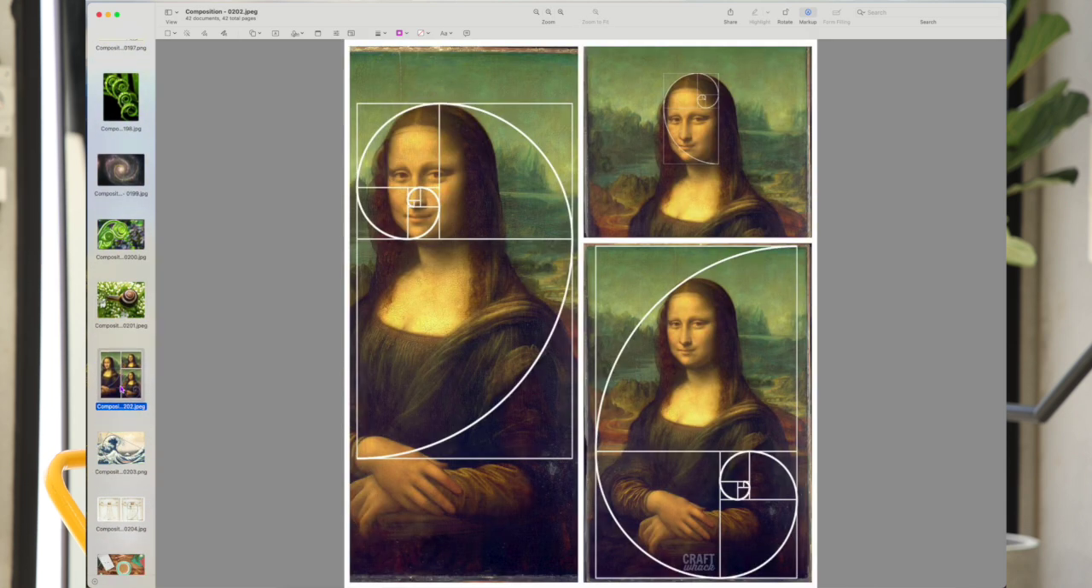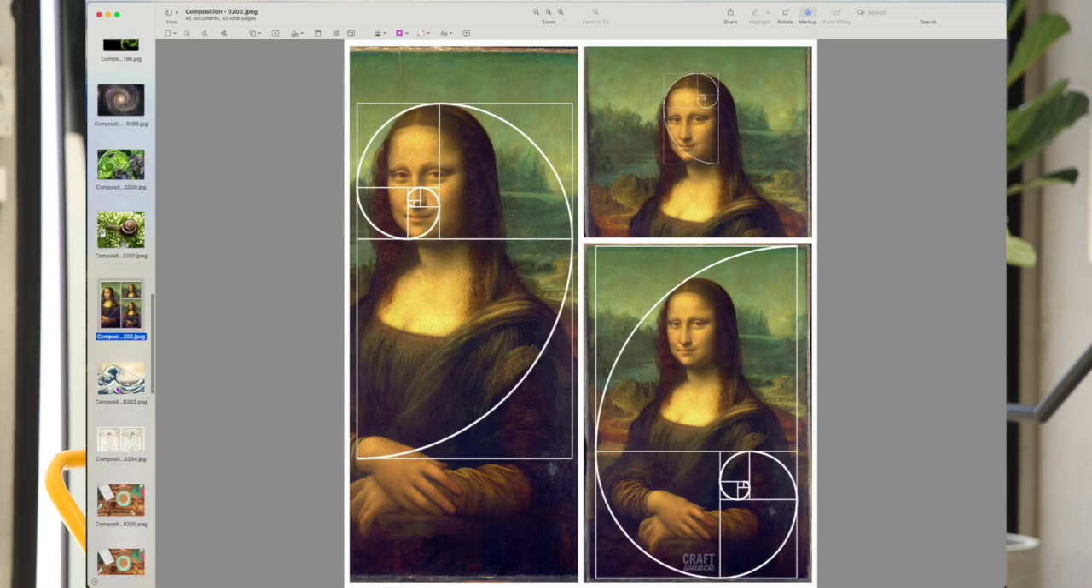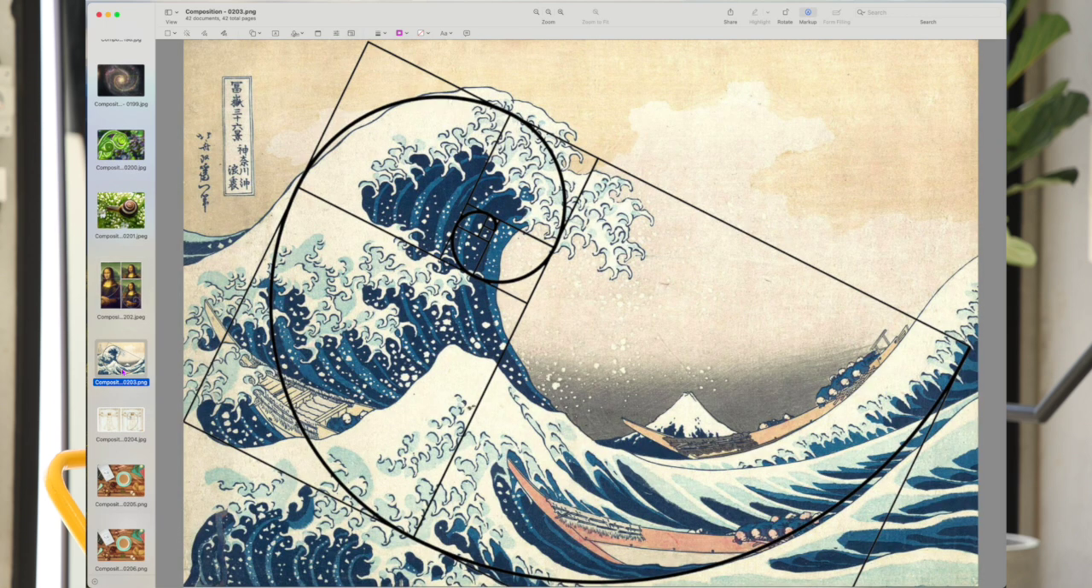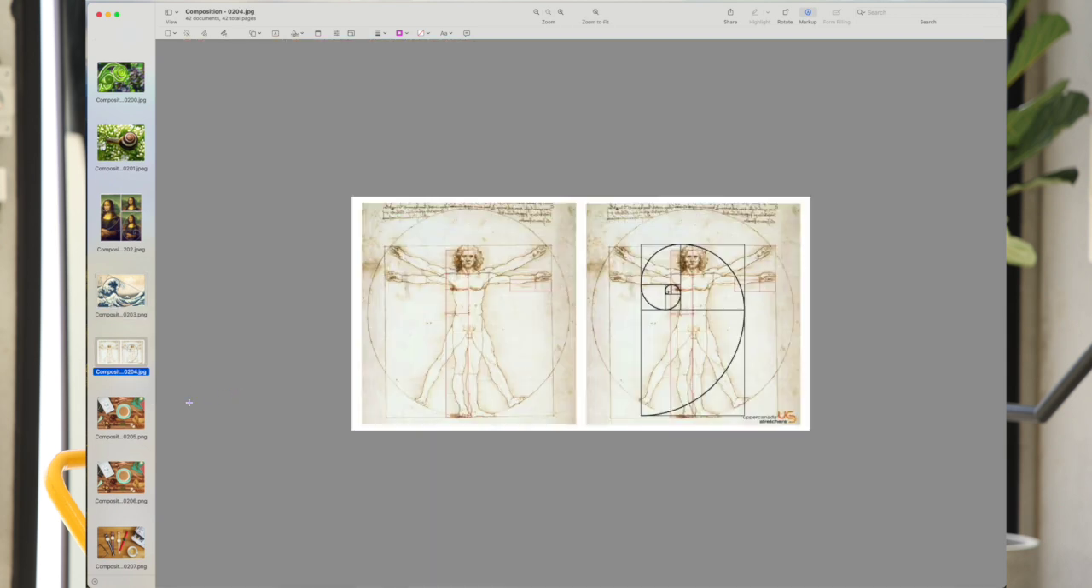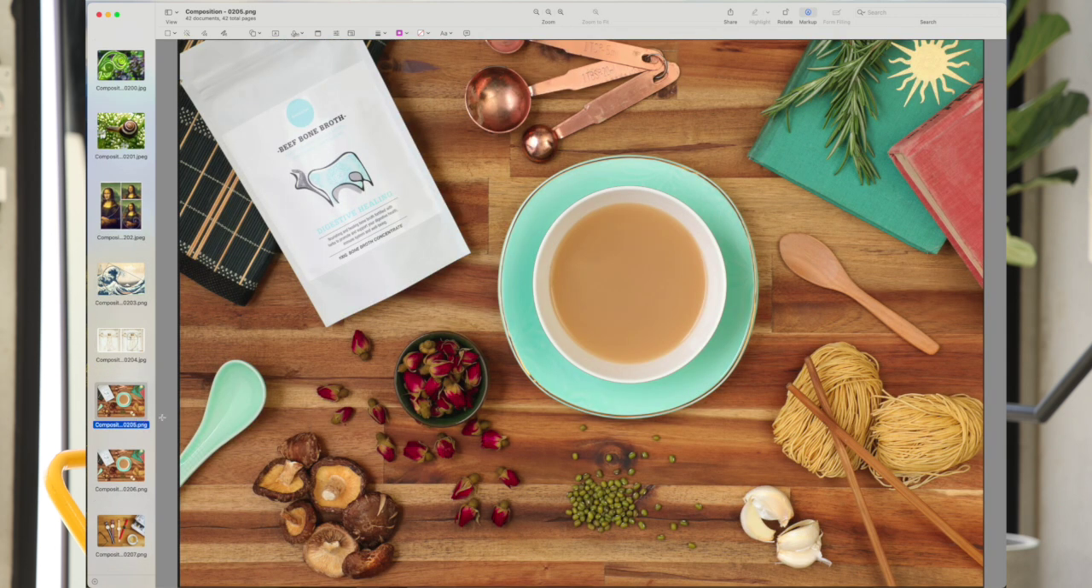Da Vinci used it when he painted the Mona Lisa. Hokusai used it in the 1800s when he painted the Great Wave. Da Vinci used it again. We used it for this bone broth company.